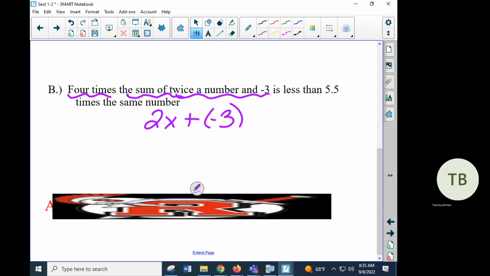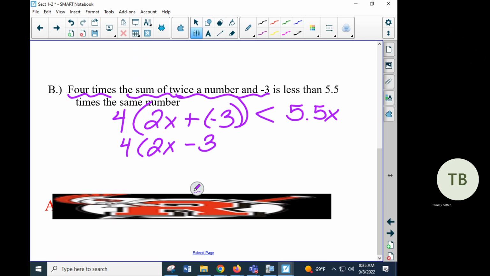Use parentheses, good. And then it's less than, which I think all of you would know that, 5.5 times the same number. Okay, so that would just be 5.5x. The only thing I'll just show you really quick that it might help you. Do you guys know in math, if you have a plus and a minus, that's really just minus. If you have 2 negatives in a row, it becomes plus. But if you have plus a minus, then it's minus. And I think you guys can do that from here.